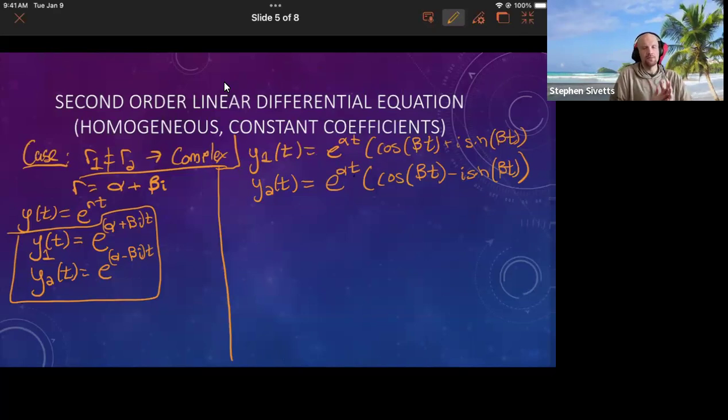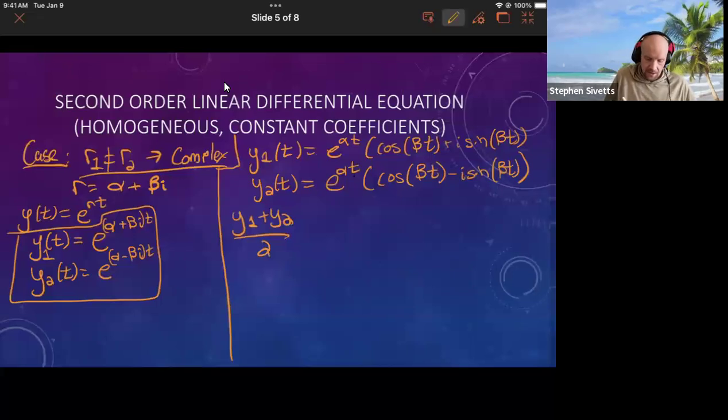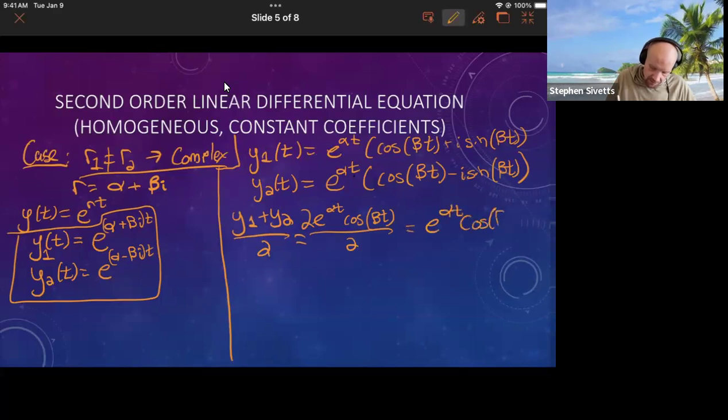But we want to figure out a way to express our sum of solutions in a confined manner, right? If we have two separate functions that are solutions to a differential equation, then some c1 times y1 of t plus c2 times y2 of t is also a solution. So if I take the average of the two functions, I'll have two times e to the alpha t times cosine beta t over 2. This equals e to the alpha t times cosine of beta t.